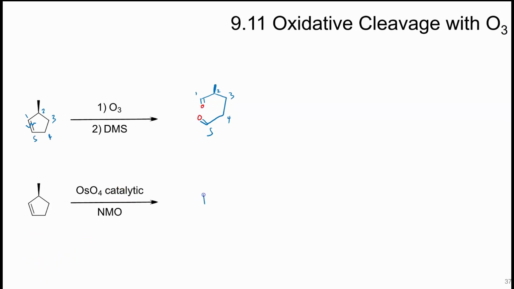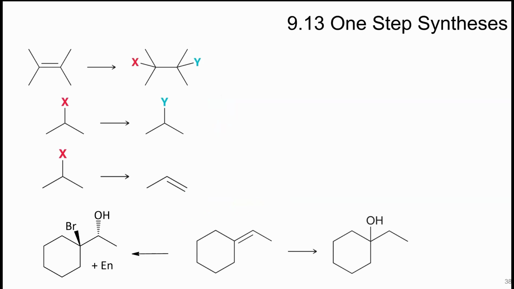With OsO4, we're going to get the syn diol plus the enantiomer. So all of these reactions we can use in our toolbox for doing syntheses. And when you're looking at syntheses, the first thing we want to try to figure out is a one-step synthesis. So what reagent do I need to go from here to here?